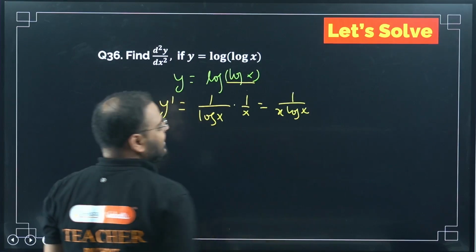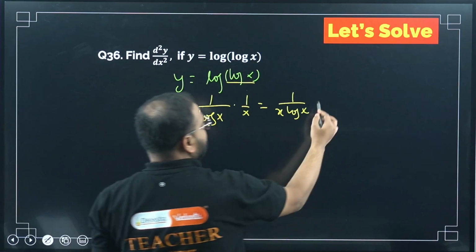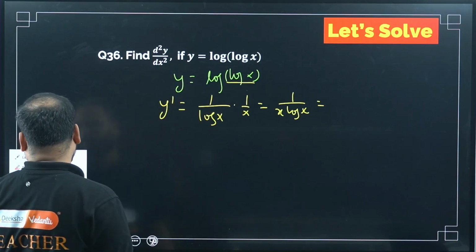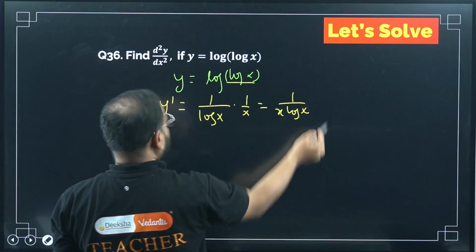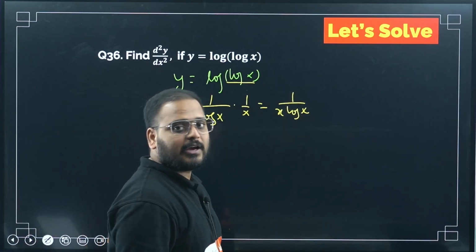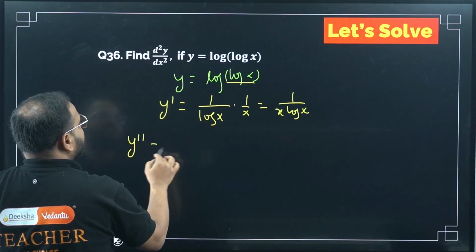1 upon x log x is my differentiation, the first derivative. Okay. So I can use what? I can use quotient rule, or I can write this as x log x power minus 1 also. I can use the polynomial also. But let me use the quotient rule. So what is going to be my second derivative?